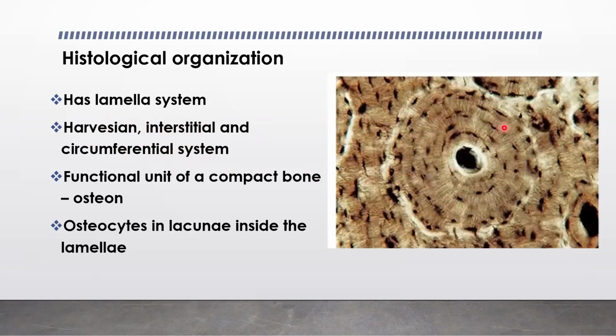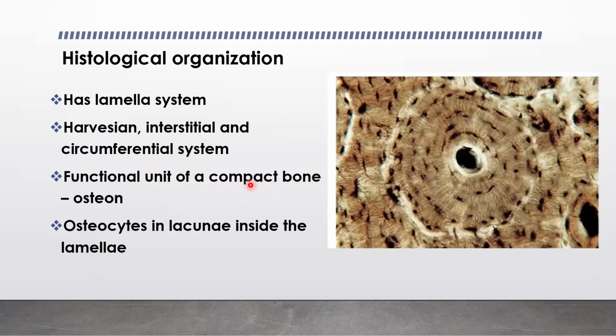The first is haversian. In between two haversian systems, we'll have interstitial. And then others that will now be encircling both the haversian and interstitial will be called circumferential because they are winding around the haversian and interstitial. So you can have inner circumferential and outer circumferential lamellar systems.